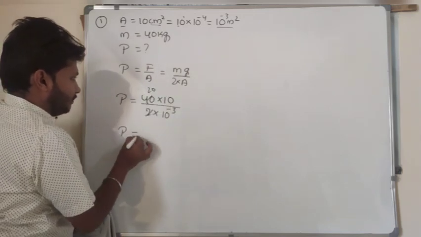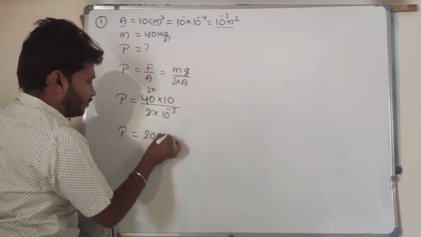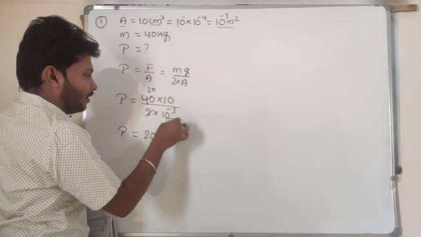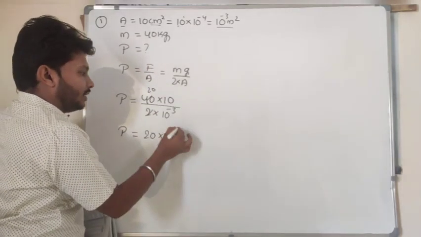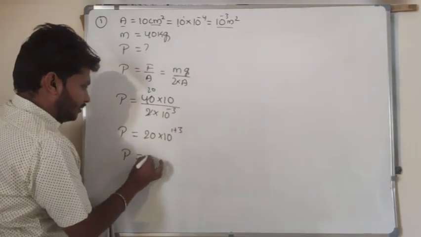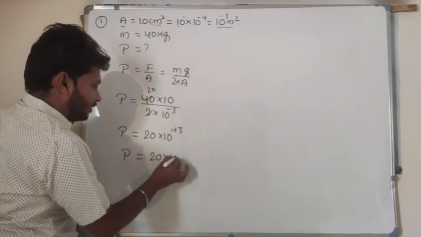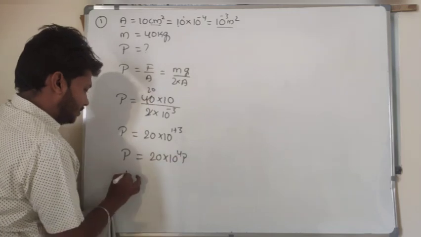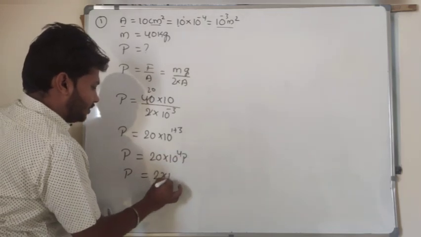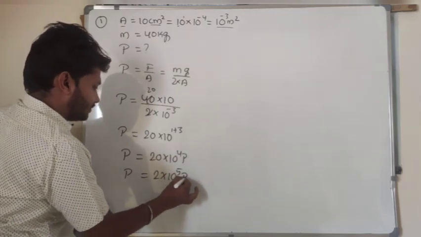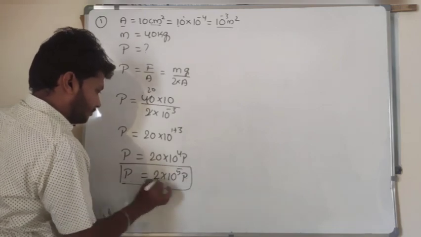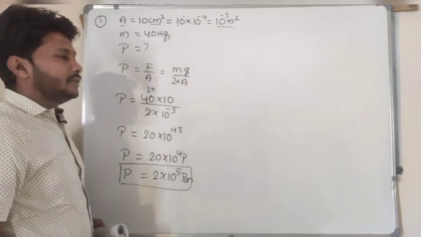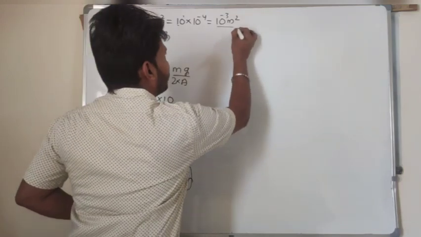So pressure is equal to 20 into 10 to the power of 1. Here if it goes to the numerator, plus 3. 20 into 10 to the power of 4 Pascal, or I can write that 2 into 10 to the power of 5 Pascal. So this is the answer. So second question.